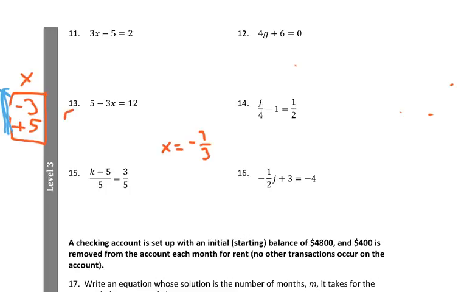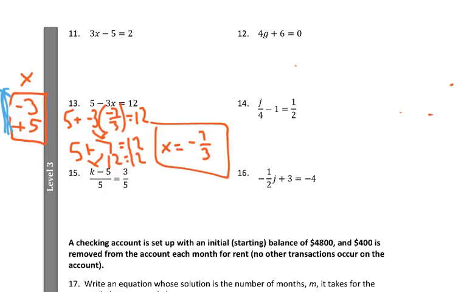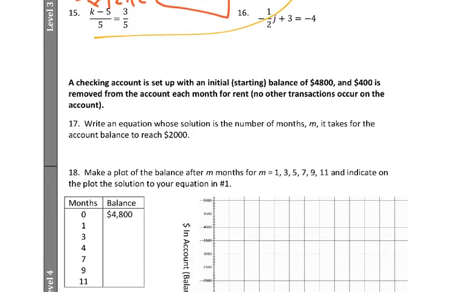So we're going to have 5 plus negative 3 times negative 7/3 equals 12. And you can use your calculator if you want. I just happen to know that negative 3 times negative 7/3 is a positive 7, and 5 plus 7 is 12. We did get the exact same thing on both sides of that. So that's awesome. There's our answer for number 13. Okay, I'm going to let you do the rest of these ones on your own. I'll just help you do this.